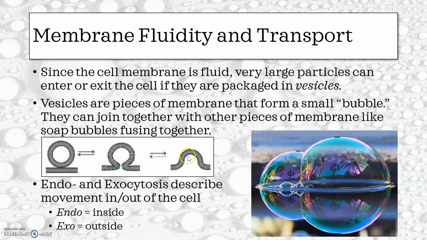And for exocytosis, it would be like if we were looking at this diagram and going to the left. So a cell is producing something and it wants to send it out of the cell. It's going to pinch off a part of its membrane and package that material inside. And then this would be the vesicle that contains that product that needs to be shipped out of the cell and taken somewhere else.